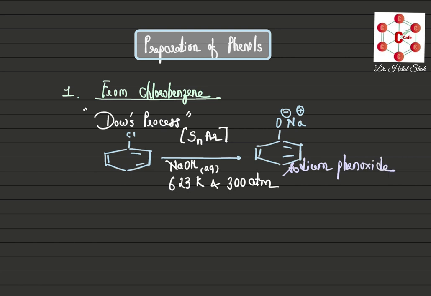This sodium phenoxide can be acidified, and when you acidify it, you will get OH, that's phenol. So from chlorobenzene, you can get phenol. This is the first process. Now this is an industrial process, very difficult because it is an SNAr type of reaction.